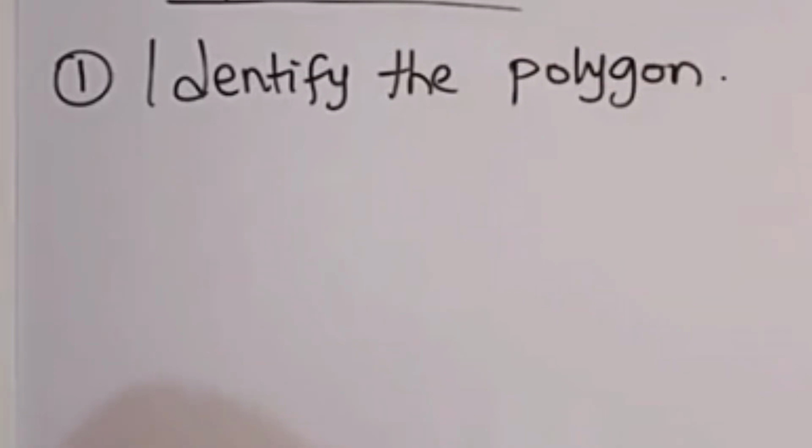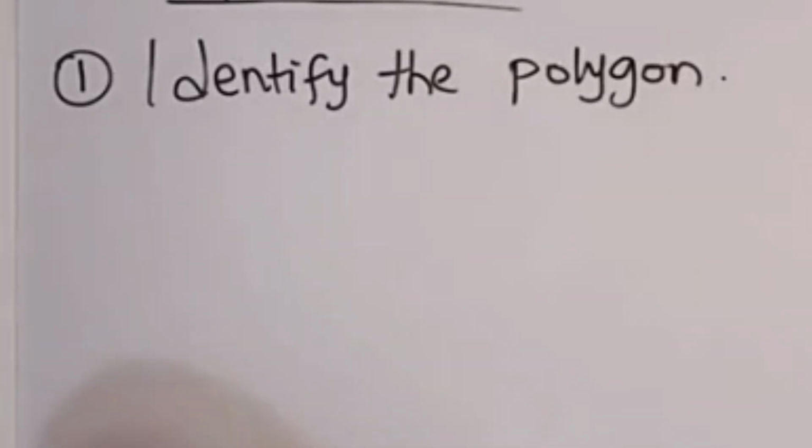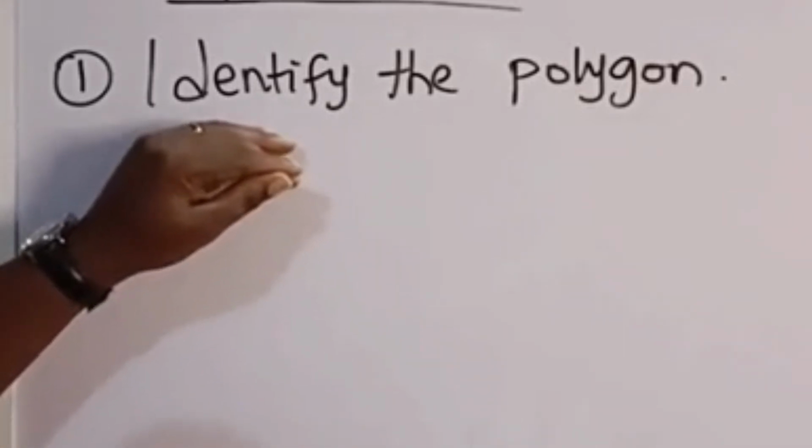Is it a triangle? Is it a quadrilateral? Is it a pentagon? Is it a hexagon? How do you identify the type of polygon? By the number of sides. We learned that in our previous class, when we were introducing the topic. So the number of sides tells you the type of polygon. If the polygon has 5 sides, that's a pentagon. If it has 8 sides, that's an octagon, right? So the first step is identify the type of polygon.